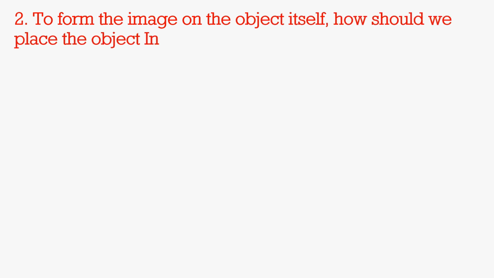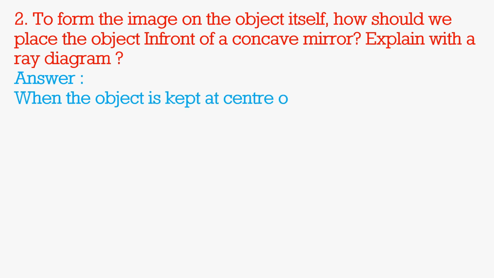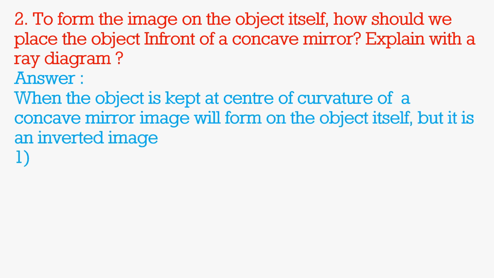To form the image on the object itself, how should we place the object in front of a concave mirror? Explain with a ray diagram. Now in this question, they are asking that we are forming the image on the object itself. How should we place the object in front of a concave mirror?